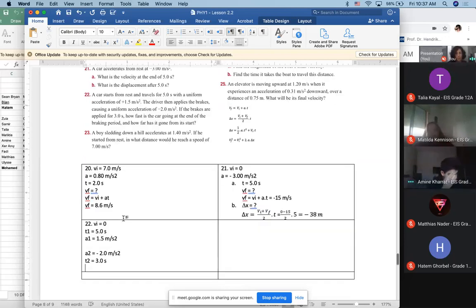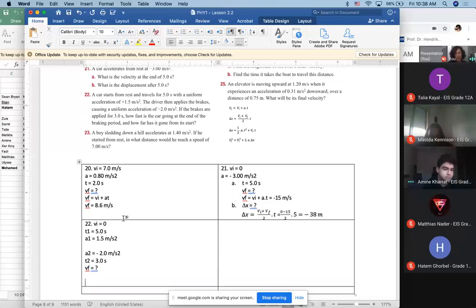How fast is the car going at the end of the braking period? So they want V final, right? And how far has it gone from its start? And they want delta X total. So I'm gonna grab delta X from here and say it's delta X total, all right? The total delta X, question mark, okay?